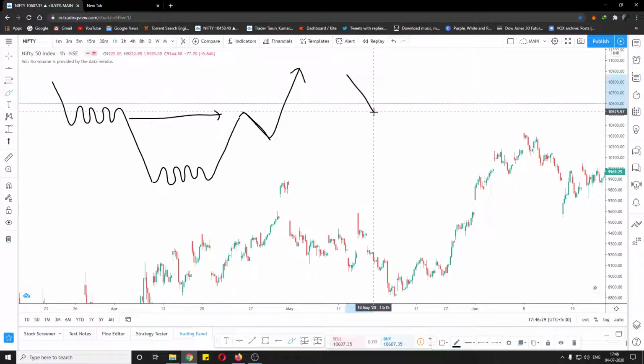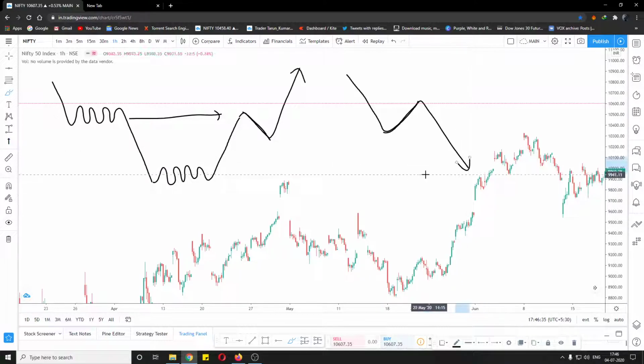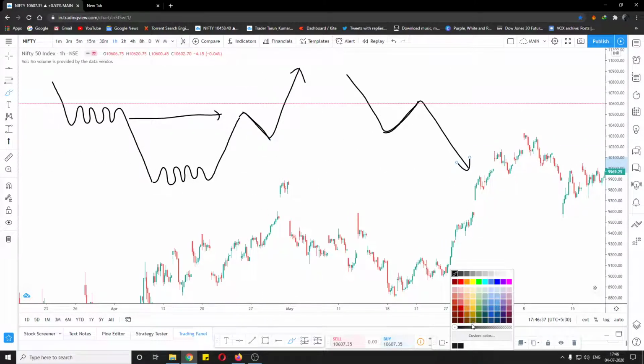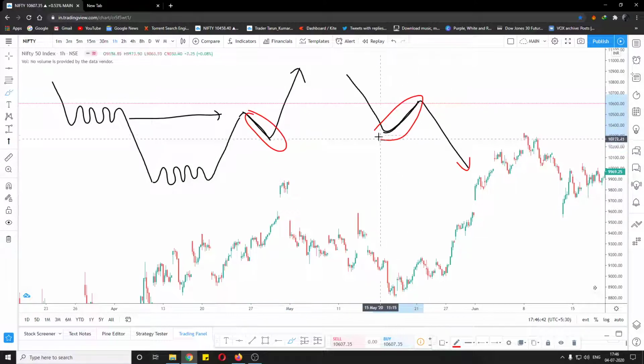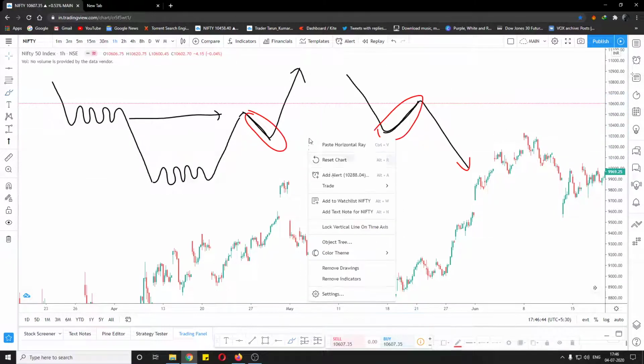So this is what the correction looks like in the bull market, and for the bearish market it is simple that it looks something like the opposite, and we get a small up move and then we go down. So this part, this small part is called the correction. It happens in both the bull market and the bear market.